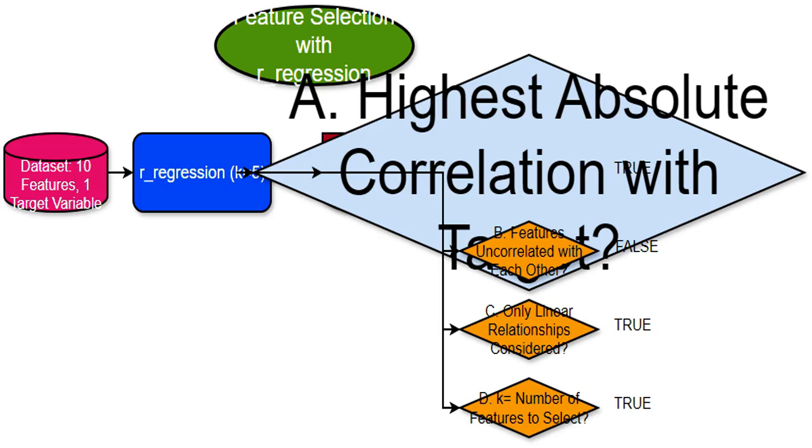Yes, r_regression finds the features most strongly related to the target variable by looking at the correlation. It uses the absolute value of the correlation, so both positive and negative strong relationships count.